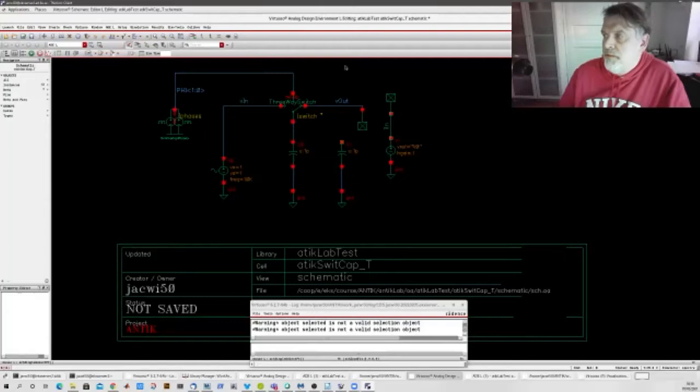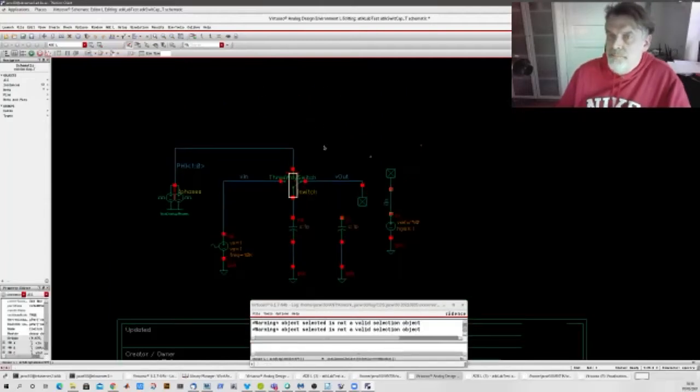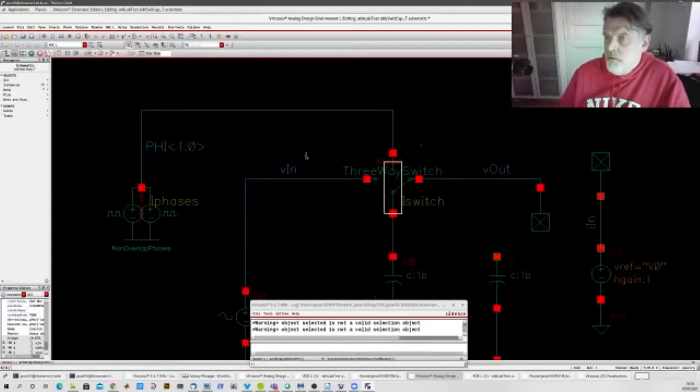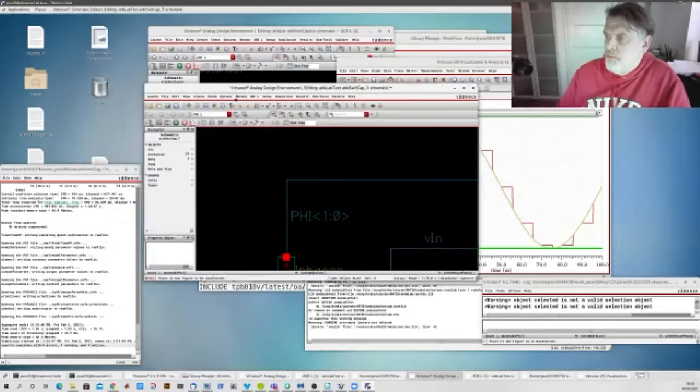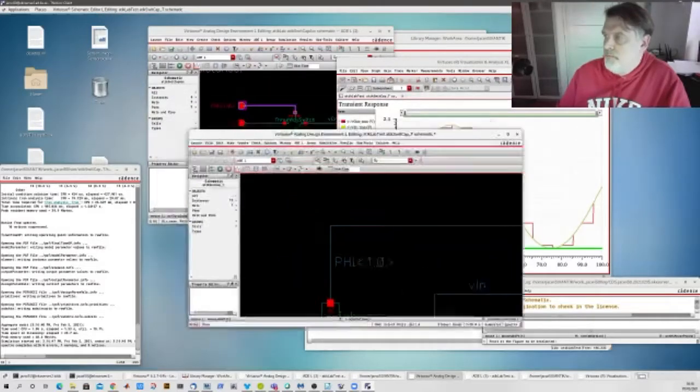Right, and I also created this switch, a three-way switch in this particular case. So that's going to be my switch that either turns to the left or turns to the right. So I either connect the V in or I connect the V out. And then we simply simulate this circuit with transient analysis.